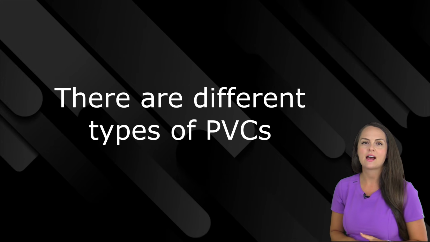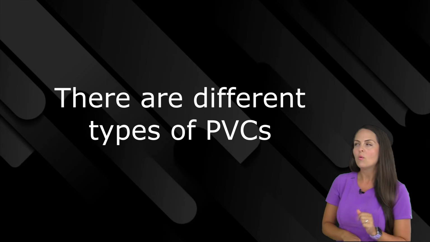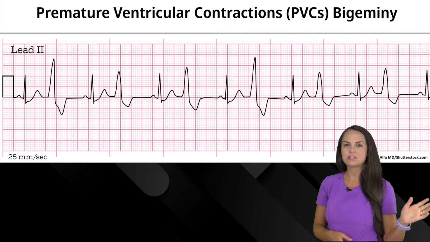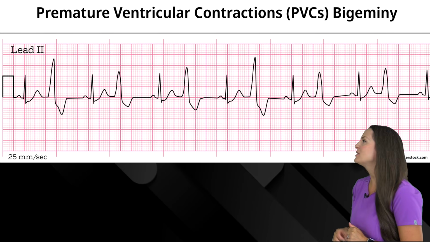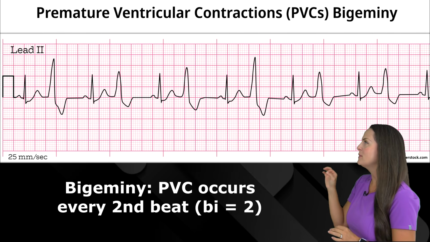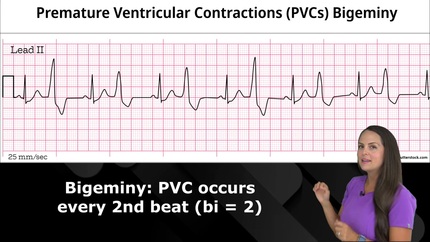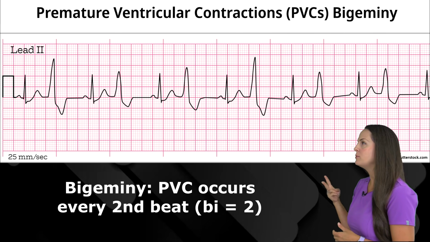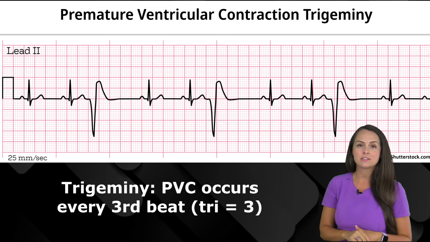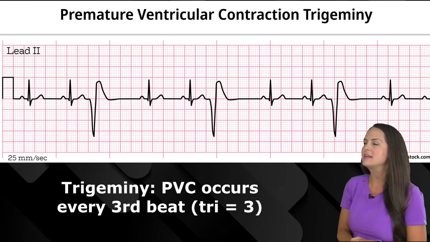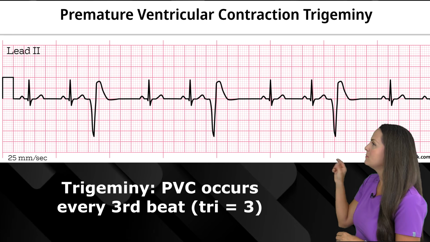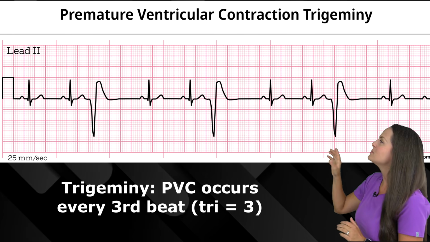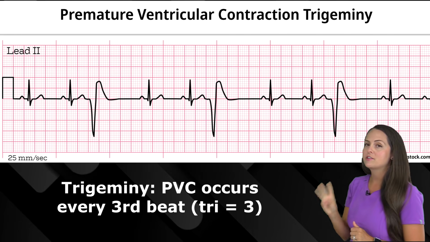Now, there are different types of PVCs. One type is known as Bigeminy. So if you hear someone say, my patient had some Bigeminy, this is what they're talking about. They're talking about that their patient had a normal beat and then a PVC, and a normal beat and a PVC. So the PVC is occurring every 2 beats. Or they may say, my patient's having Trigeminy. What that means is they're having a beat, beat, PVC, beat, beat, PVC. You can almost sing that as a song. So the PVC is occurring every 3rd beat.